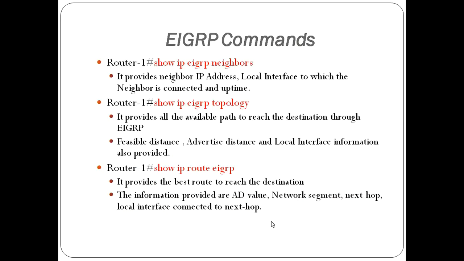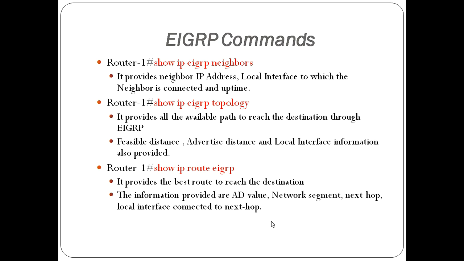Next are some basic EIGRP commands. These are the commands from which we have seen the EIGRP tables. Initially it forms a neighbor table, then the topology table, then our routing table. So for the EIGRP neighbors table, show ip eigrp neighbors is the command. What it provides is the neighbor's IP and the local interface of our router and the uptime of the neighborship. This is the information that it provides in the neighbors table.